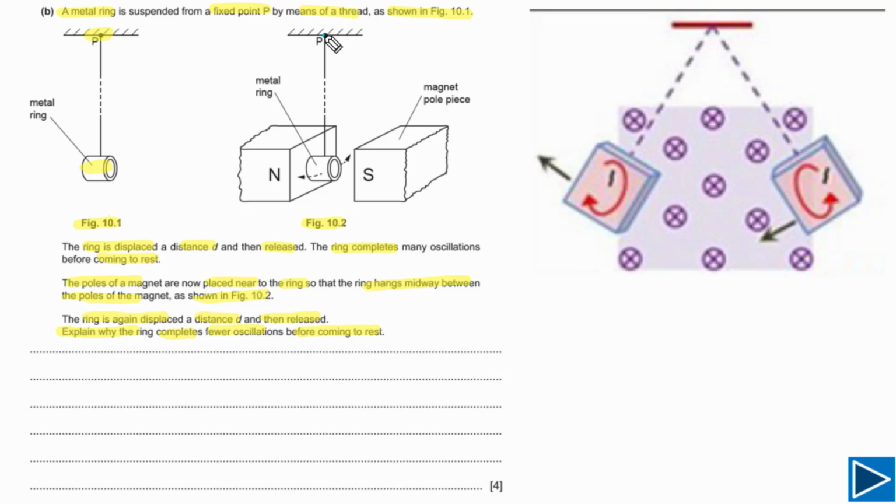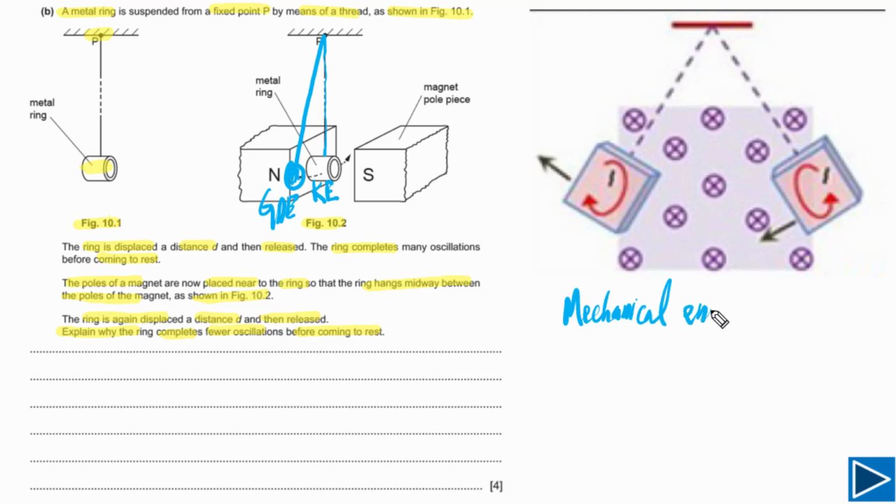First of all, let's try to answer this question based on conservation of energy. In the question, it is given that the ring is displaced by a certain distance d. When we displace it by a certain distance d, it will gain gravitational potential energy. When it comes back to this position again, gravitational potential energy will be converted into kinetic energy. Or simply we can say the ring has mechanical energy.